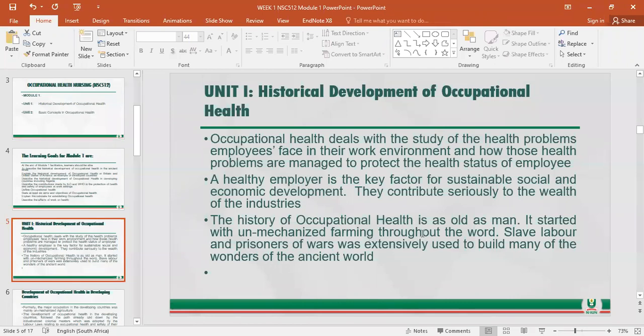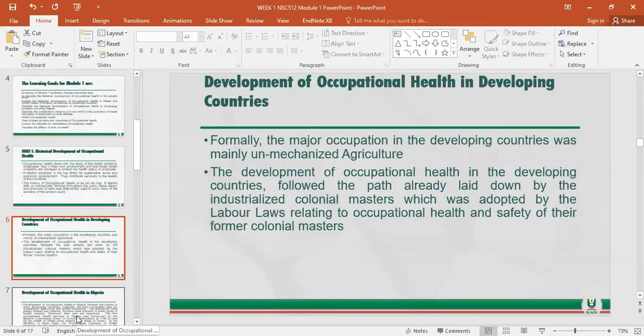So the history of occupational health is as old as man. What do we mean? It started with unmechanized farming throughout the world. Slave labor and prisoners of war was extensively used to build many of the wonders of the ancient world. And so you can see that in the ancient times, slaves are used to do the manual labor without being compensated. People are engaged to work without any benefits to them. And it was very, very sad.